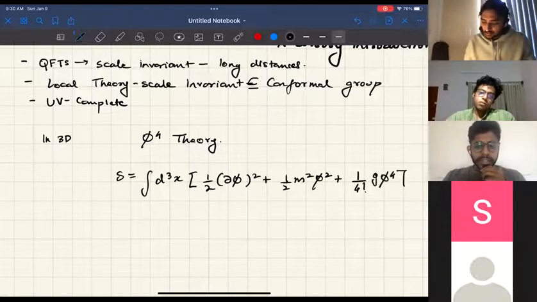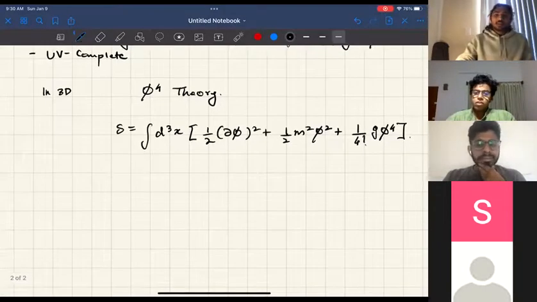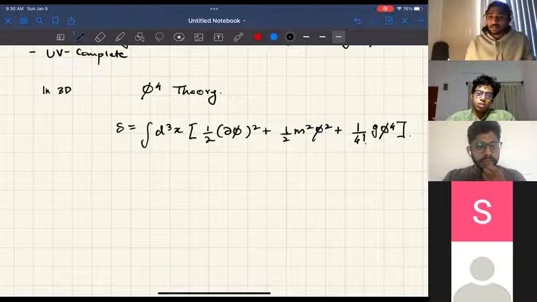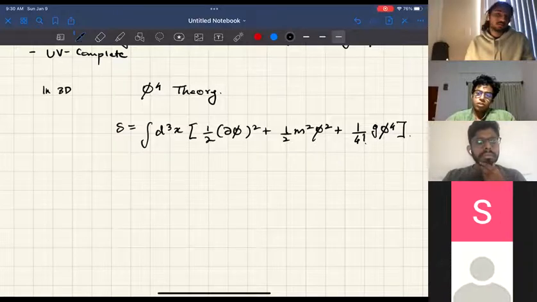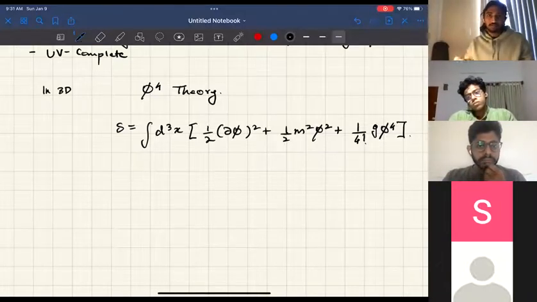Shouldn't it be d4x? Oh no, I don't think so, it's d3x. Wait, sorry. When you say d3x, are you implicitly assuming that one of them is time, or is this just spatial? Yeah, this action is purely spatial. We haven't coupled this to any background to bring in ideas of quantum gravity or even flat spacetime. It's just a simple QFT action.